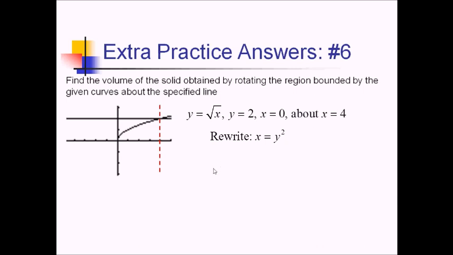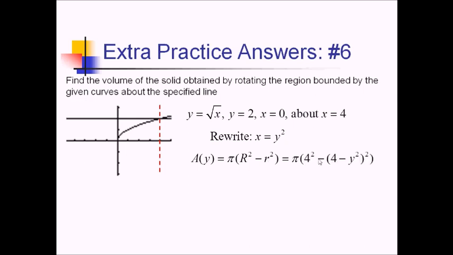So I'm going to write A of y equals pi times big R squared minus little r squared. The big radius is the distance between my axis of revolution and the part of the bounded region that's further away, which is just the y-axis here. So we've got 4 minus 0, which is just 4. So we've got 4 squared. And then for the little r, that's the distance between my axis of revolution and the closer part of the bounded region. So that'll be 4 minus y squared.